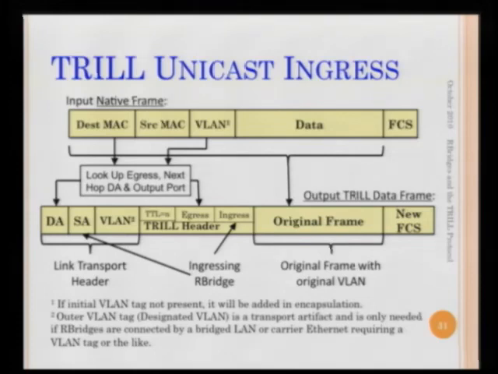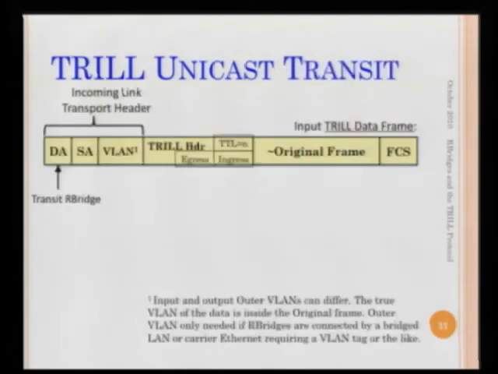But if this next hop to the next RBridge actually involves carrier Ethernet facilities that restrict your VLAN, or a bridged LAN that has VLANs configured so only certain VLANs will get through or something like that, you might need the outer VLAN tag there. Okay, so now we have this original frame all encapsulated, and we arrive at a transit RBridge.